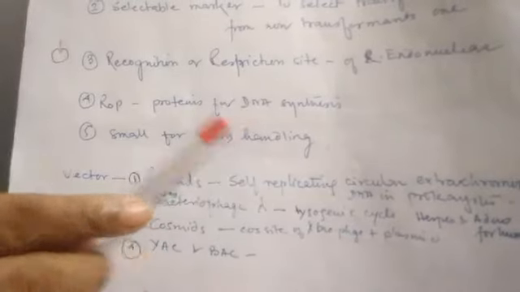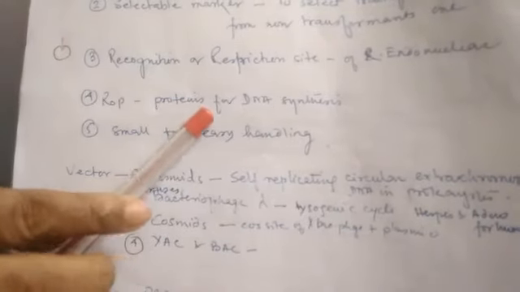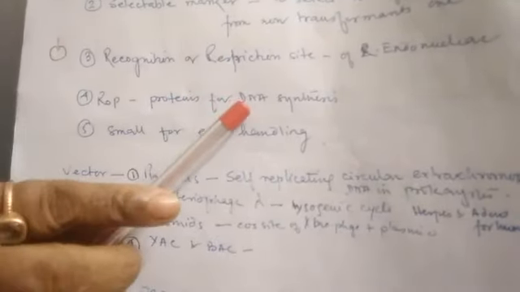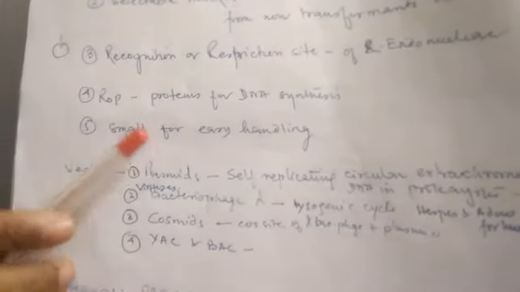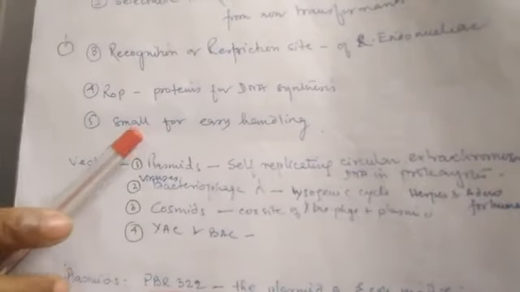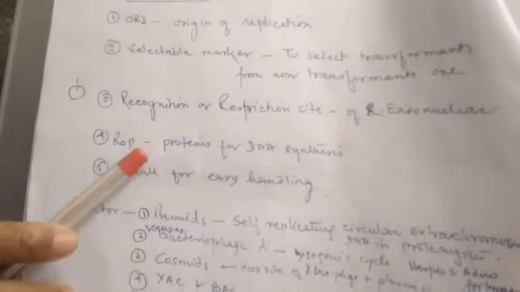But how will it replicate, until and unless the necessary proteins are there? So there should be a gene which will help in the production of the proteins which are necessary for replication. And overall it should be small, easy to handle. Clear? So these are the characteristics of the ideal cloning vector.